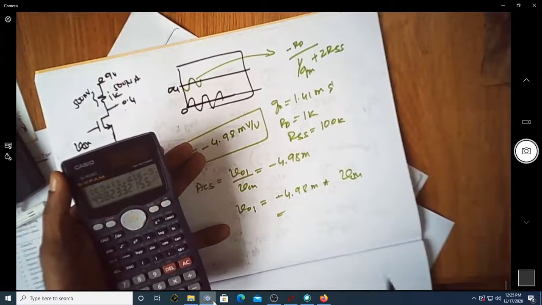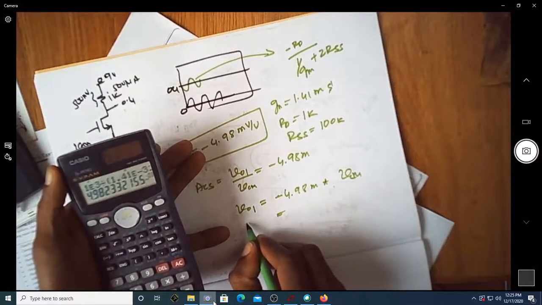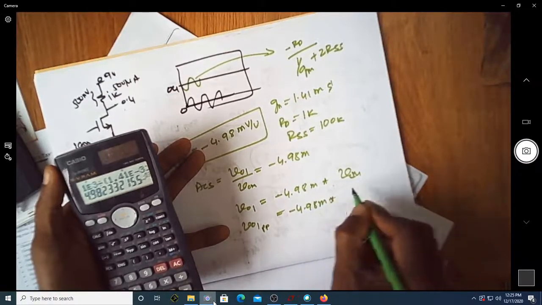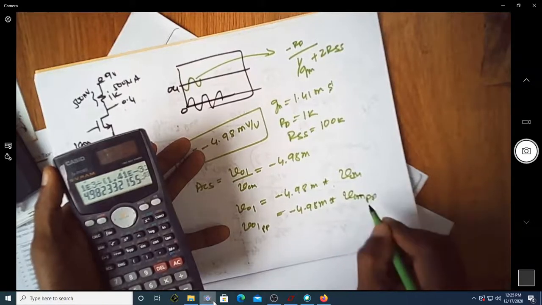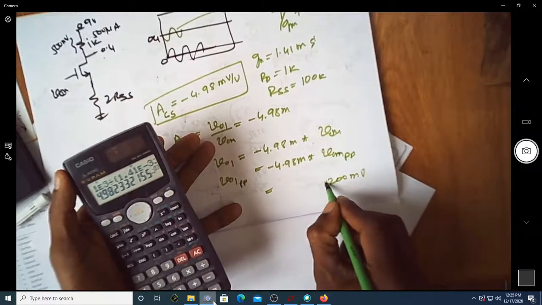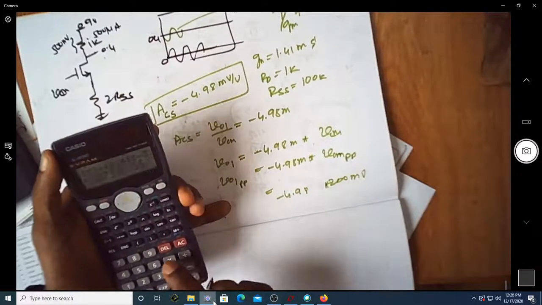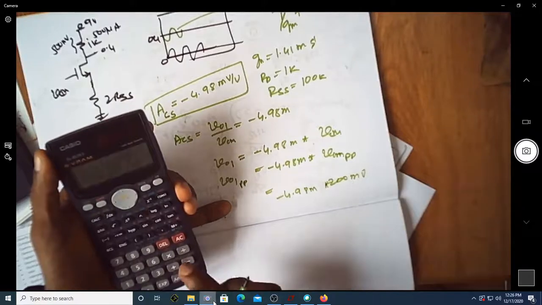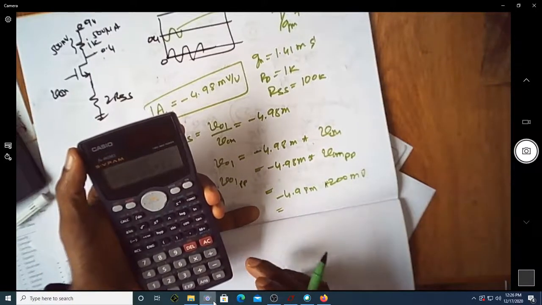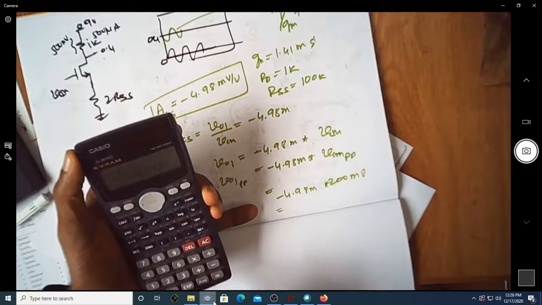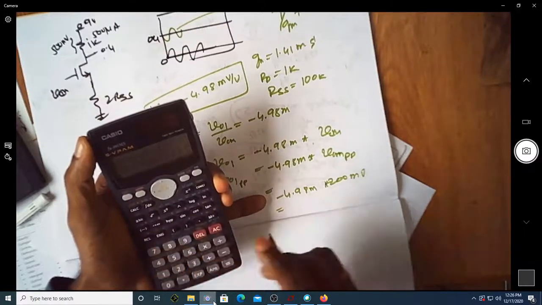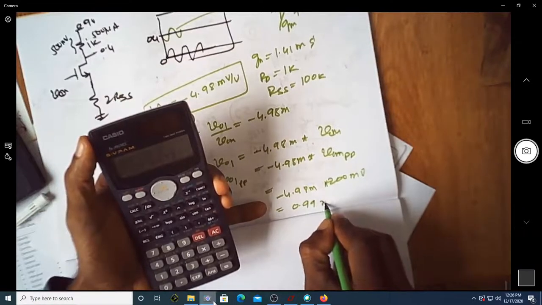Since we have a VCM of 200 millivolt peak to peak, let me just do it for V01 peak to peak, which is equal to minus 4.98 milli multiplied by VCM peak to peak. Since I know that VCM is 200 millivolt peak to peak, this will be 200 millivolt multiplied by minus 4.98 milli. If I do this, it is actually 0.99 millivolt.